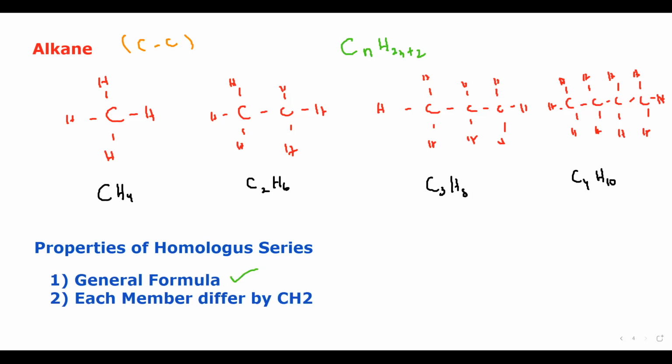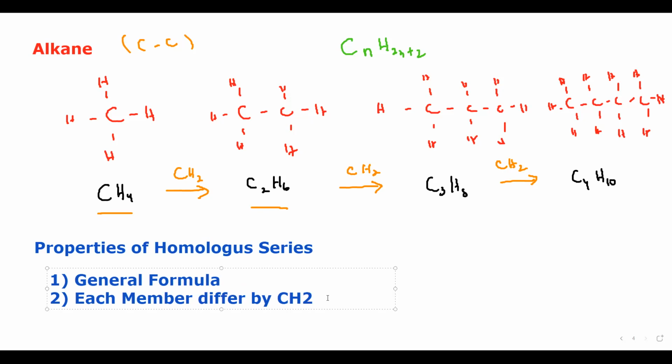Now when we check the difference between the members, this is having CH4, C2H6. What is the difference between them? How many carbon atoms and how many hydrogen atoms are different? This has one extra carbon and two extra hydrogen, so CH2. Then the next members, C2H6 and C3H8. When we check the difference, one carbon is different and two hydrogen different. When we check another member, one carbon different and two hydrogen. So it also follows the second property, that each member differs by CH2.